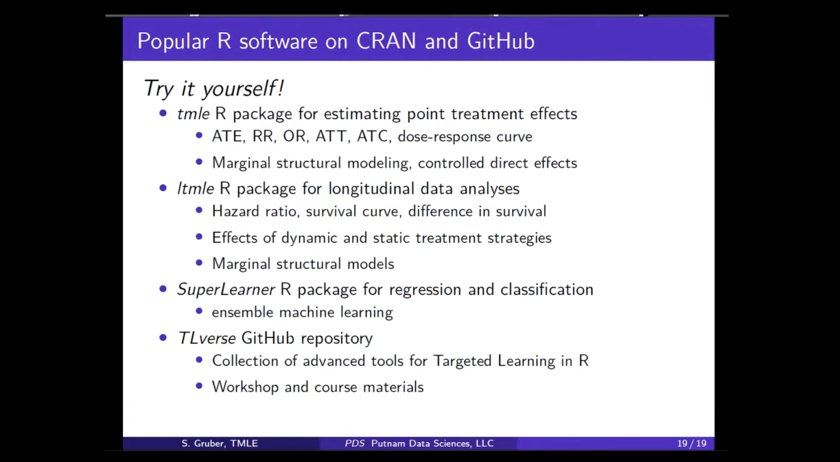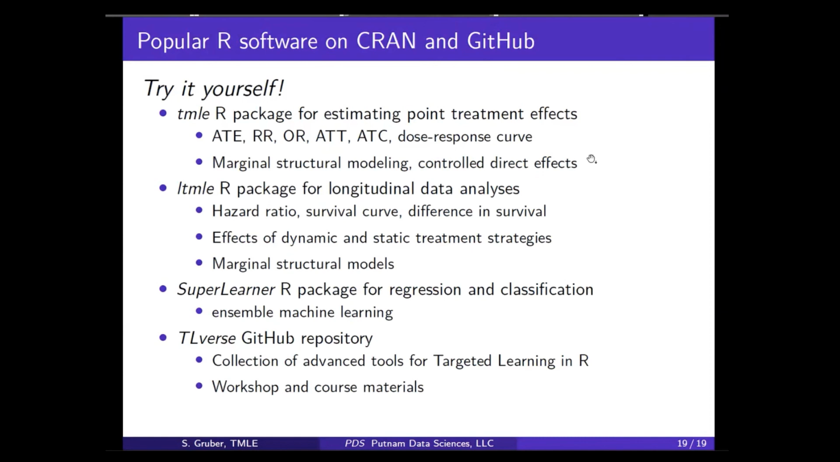And then even though it might have sounded a little scary, I really just encourage you, it's not, just try it yourself. On CRAN, there's a TMLE R package for estimating point treatment effects, like I talked about today: the ATE, the relative risk, odds ratio, ATT, the average treatment effect among the treated, ATC, the additive treatment effect among the comparator, a dose response curve. You could do marginal structural models and controlled direct effects. And all you have to do is download the package, run a few examples, or do your own data analysis. You don't have to be scared of this.